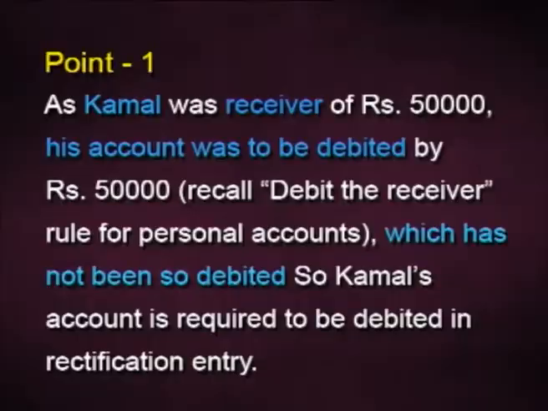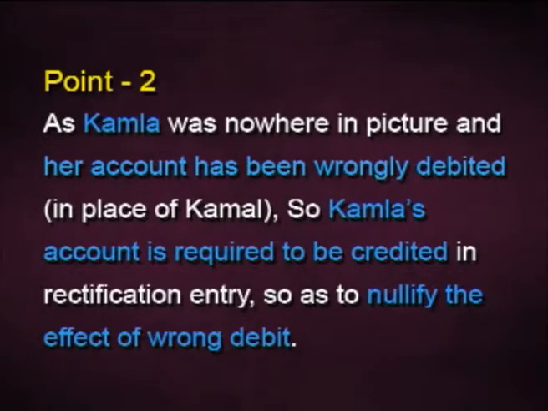These points will make you clear about the rectification entry required to correct the false effect of this error. As Kamal was the receiver of rupees 50,000, his account was to be debited by rupees 50,000. Recall the debit the receiver rule. I hope you remember, debit the receiver is the rule for personal accounts, which has not been so debited. So, Kamal's account is required to be debited in the rectification entry. As Kamala was nowhere in the picture and his account has been wrongly debited in place of Kamal, so Kamala's account is required to be credited in the rectification entry.